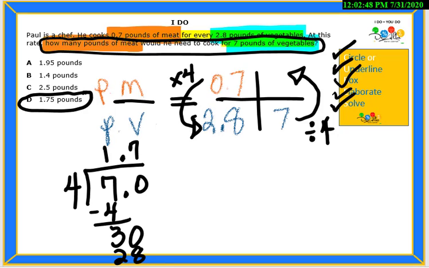We are now done solving the I Do problem. At this time, you can move on to the You Do problem and use the cube strategies to solve.